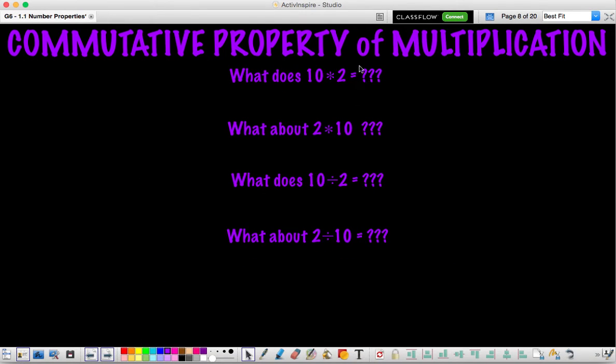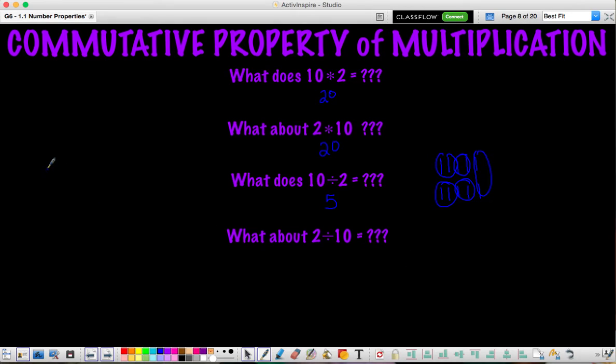So now, let's look at it with multiplication. So 10 times 2, I know that gives me 20. 2 times 10 gives me 20. But 10 divided by 2, that gives me 5, if I take 10 and put it into groups of 2. So 1, 2, 3, 4, 5, 6, 7, 8, 9, 10. I get 2, 4, 6, 8, 10. That gives me 5 groups.